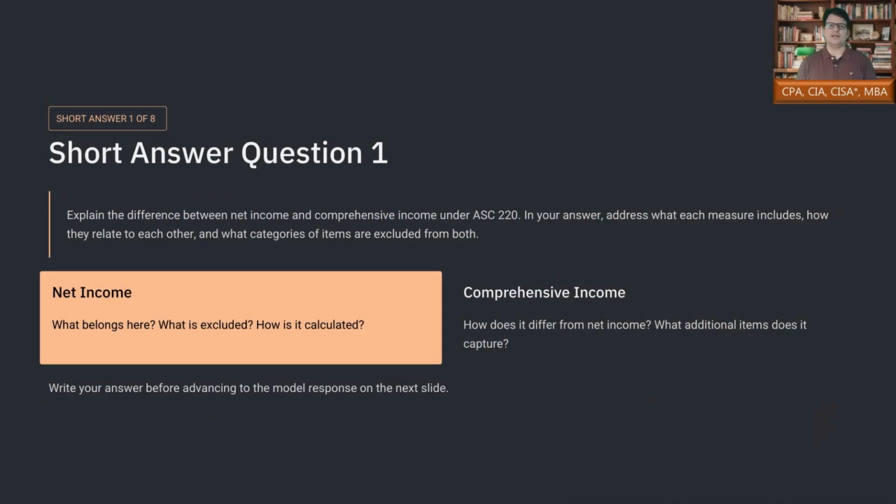Short answer question 1 asks you to explain the difference between net income and comprehensive income under ASC 220. Your answer should address what net income includes, what comprehensive income adds, how the two measures relate, and which items are excluded from both. Build your answer around the formula net income plus OCI equals comprehensive income.